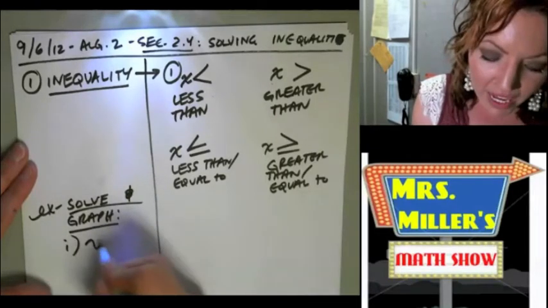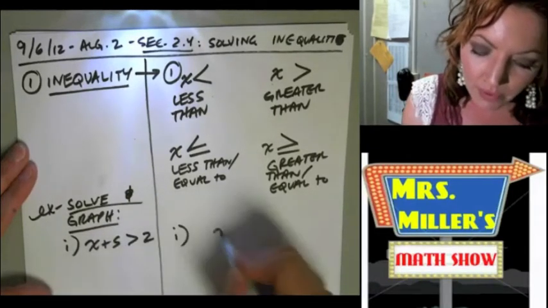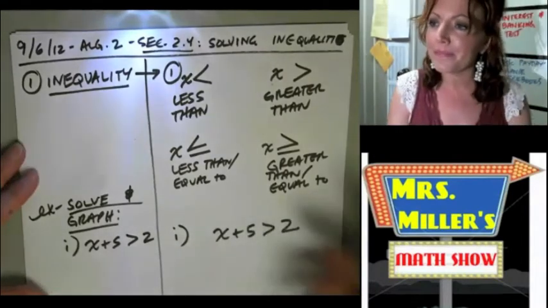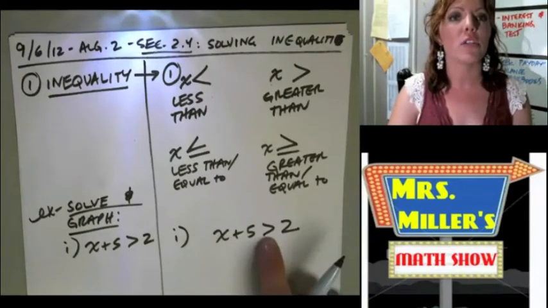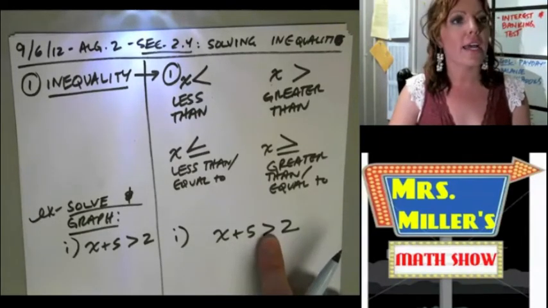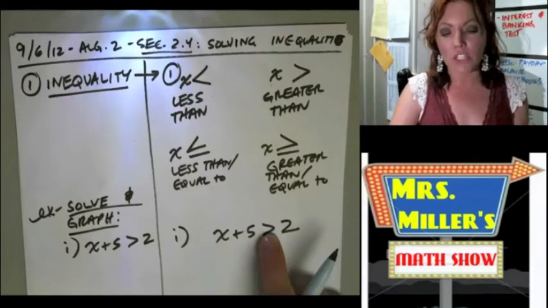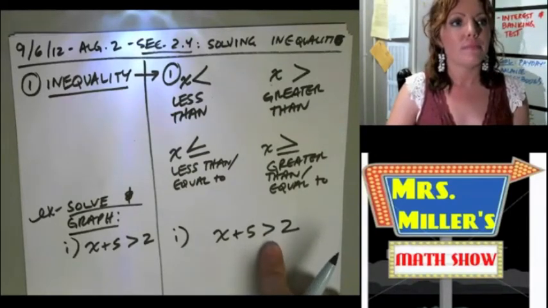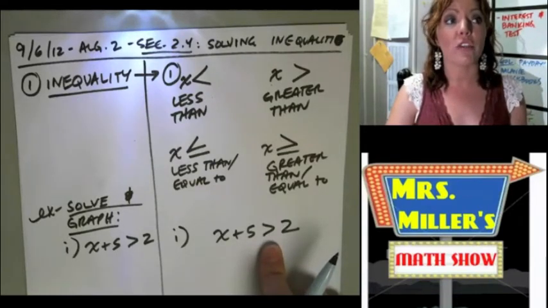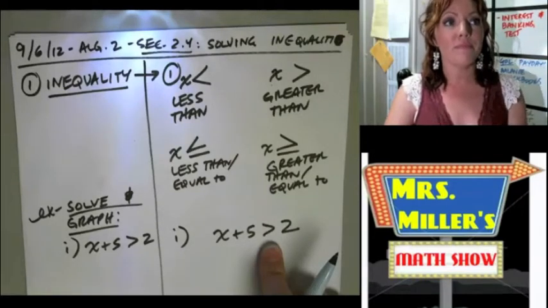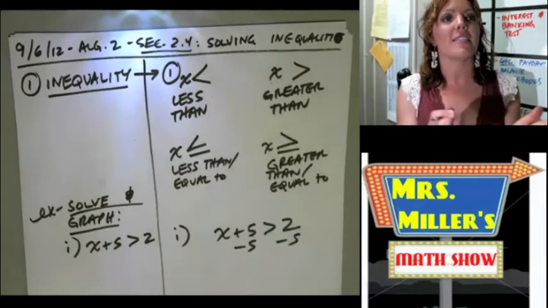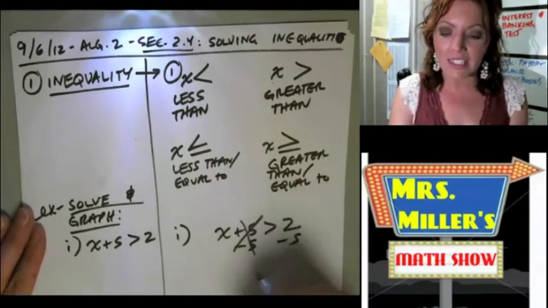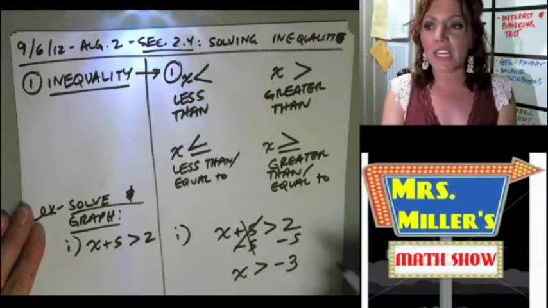All right, solve and graph. Here we go. X plus 5 is greater than 2. X plus 5 is greater than 2. All right. So let's pretend that that symbol was an equal sign. If that symbol was an equal sign, clap if you can tell me how I would solve this for x. Okay? Can somebody raise their hand and tell me how I would solve it for x? Cole? Excellent. Give Cole a round of applause. He said we would subtract 5 from both sides. Woo! X is greater than -3.